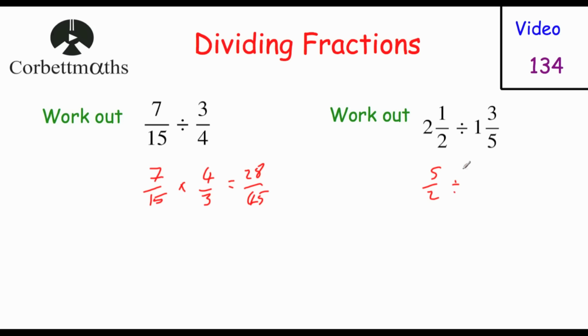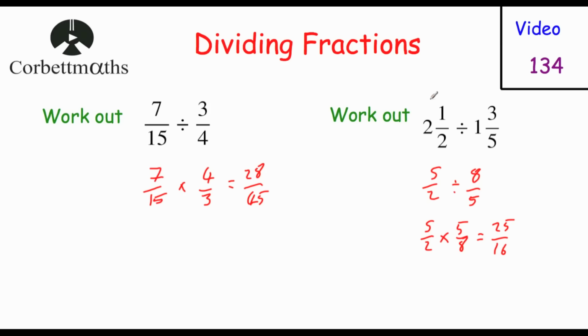And we're dividing by 1 3/5, so 1 times 5 is 5, plus 3 is 8, so it's going to be 8/5. Now remember, we want to multiply by the reciprocal of the number we're dividing by, so we're going to write 5/2 multiplied by 5/8. Next, we multiply, so 5 times 5 is 25, and 2 times 8 is 16. So our answer would be 25/16.